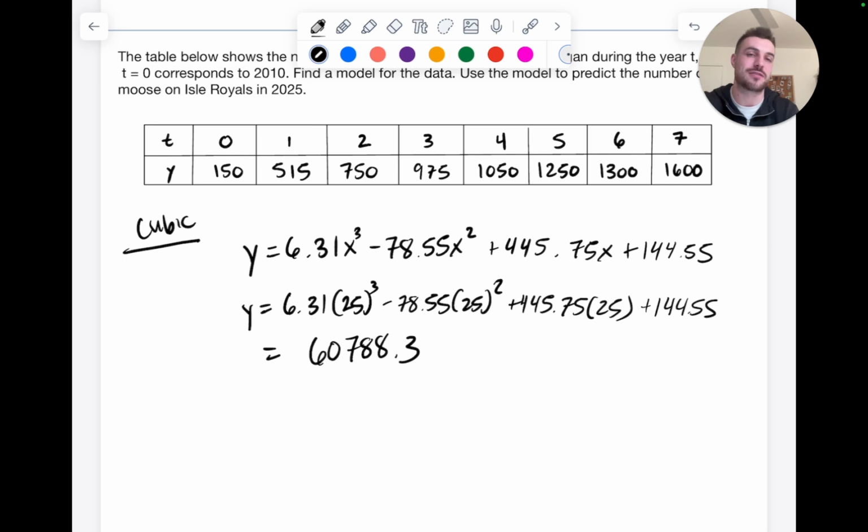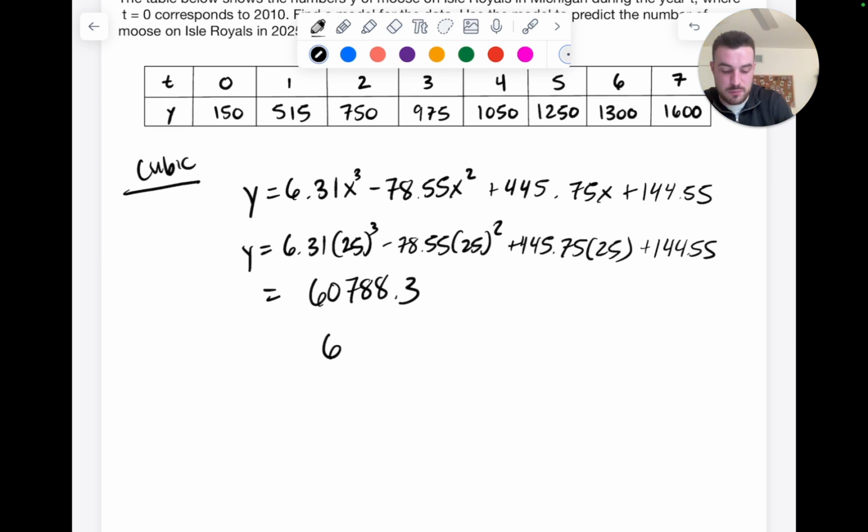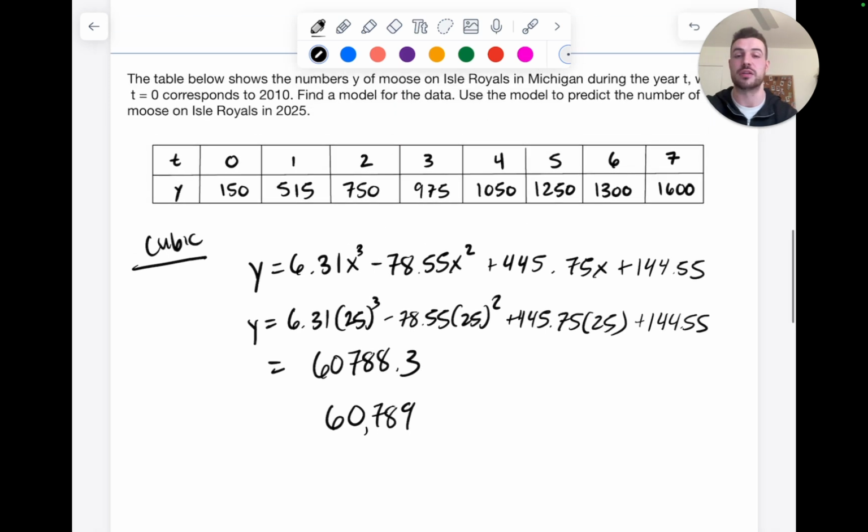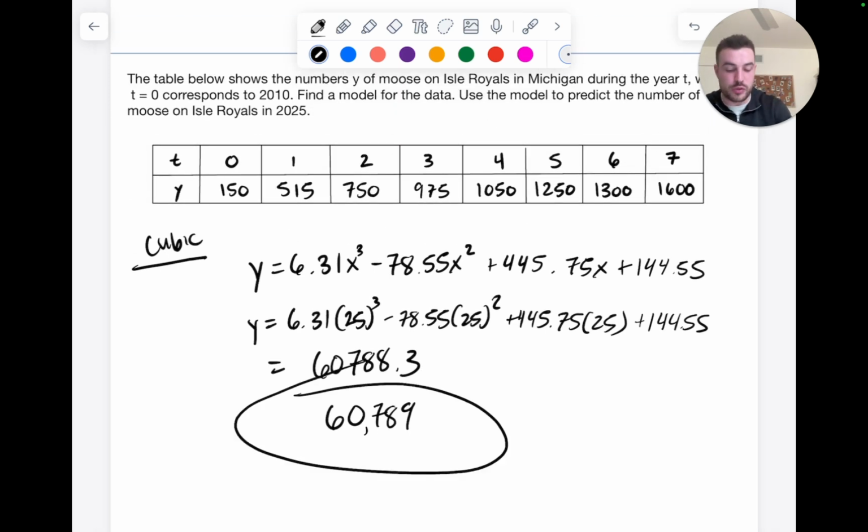We can't have a decimal for a moose, so I am actually just going to round up and say that this model we created is predicting that we are going to see 60,789 moose in the year 2025 in the given location. So that is the beauty of regression models. What we're doing is we're taking data and finding an equation that fits it as best as possible, and then we're using it to make an estimation. And that's basically what it is, okay?